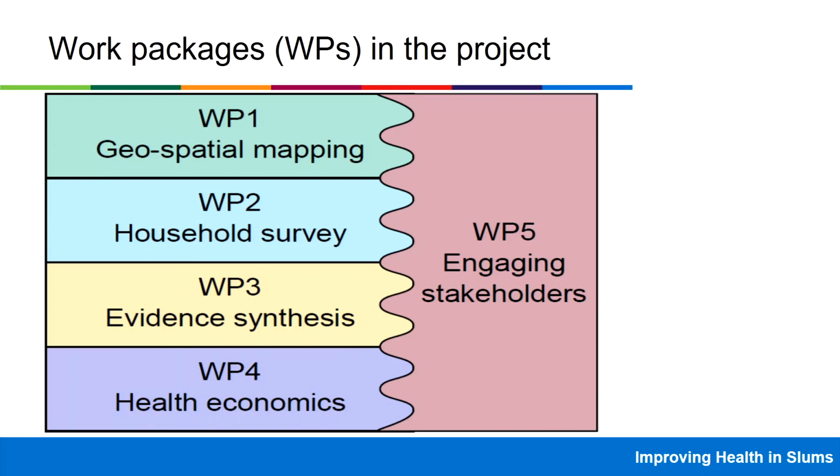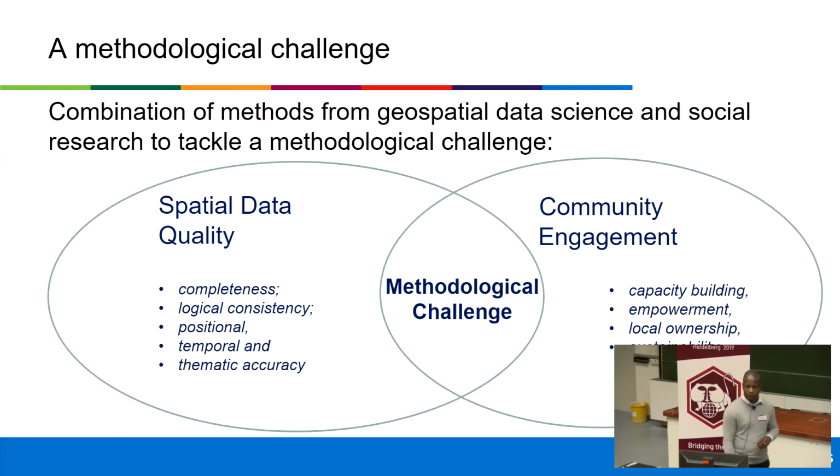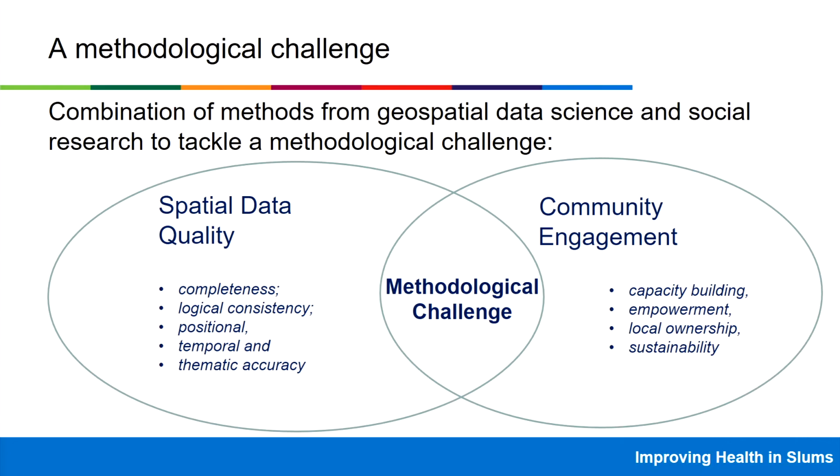It has 5 main work packages, and the results in this presentation are drawn from work package 1, which is mainly about the geospatial mapping of the slums. In work package 1, we are framing our research challenge as at the intersection of spatial data quality on one hand and community engagement on the other. So we're trying to combine both. The trade-off is the challenge, and we're using a combination of methods from geospatial data science and social research to tackle it.